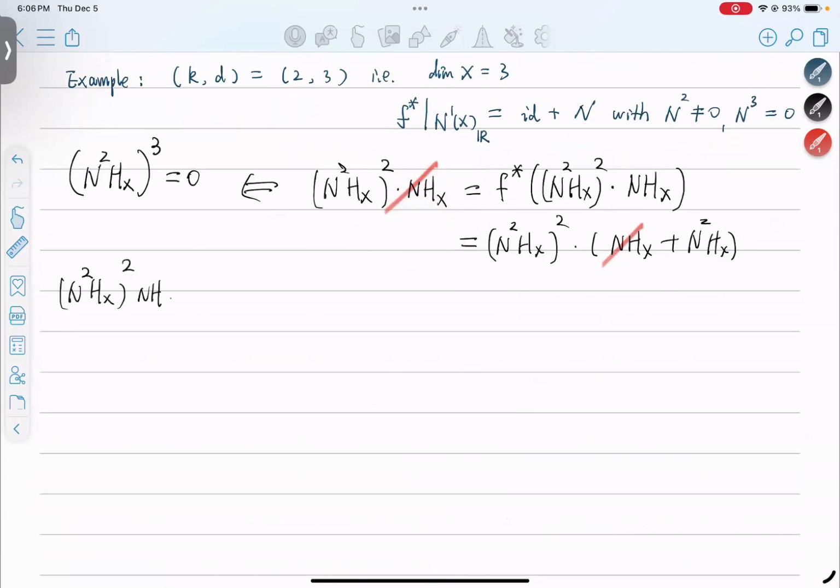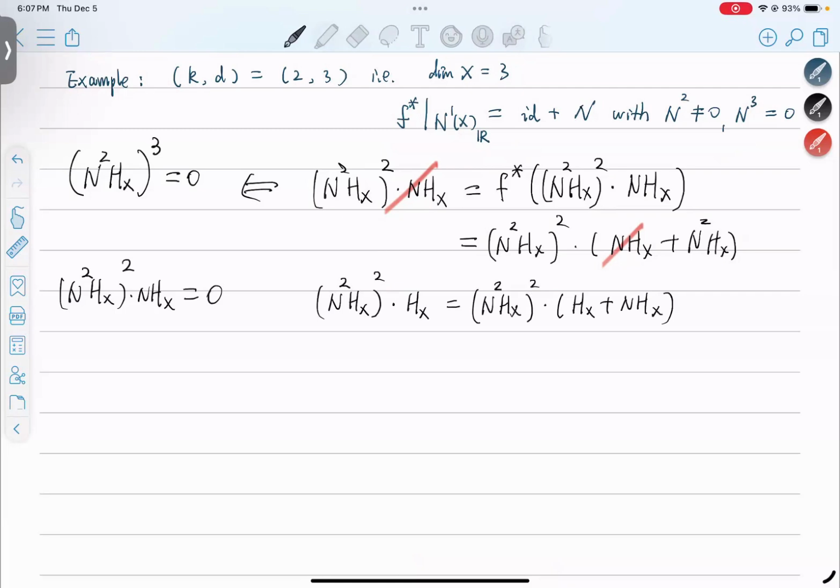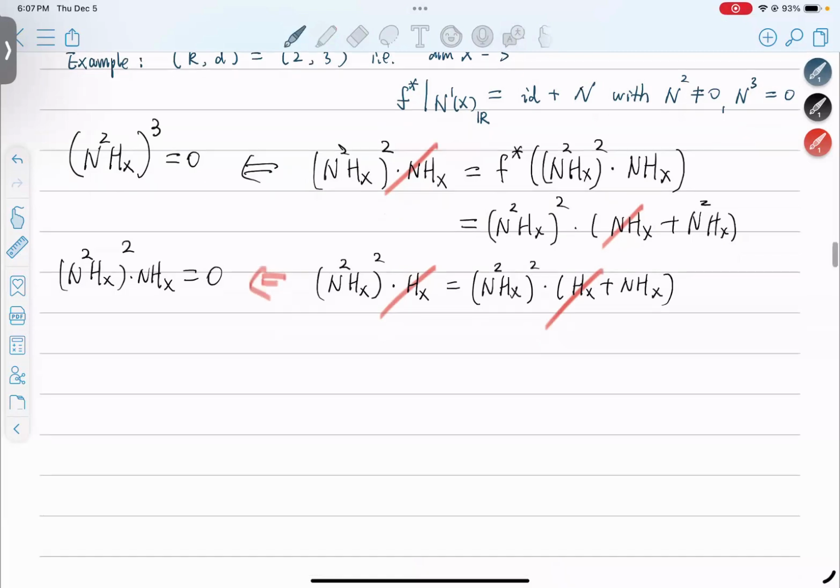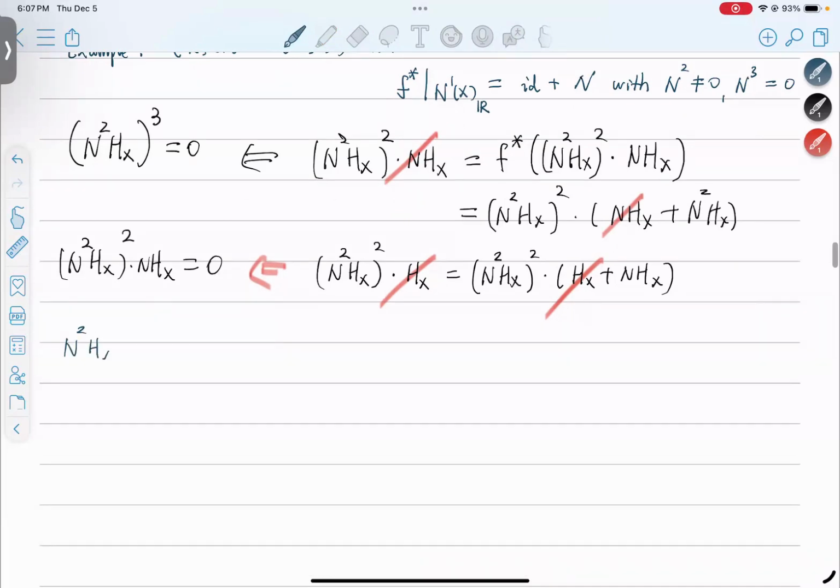We can show that this divisor is also 0. N square hx squared times n hx is also 0. The reason is similar. We again look at n square hx squared times hx. Then by the same trick, we apply f star to this intersection number. Because n square hx is f invariant, it doesn't change, but the hx will become hx plus n hx. Then these terms will cancel each other, and we get the vanishing.